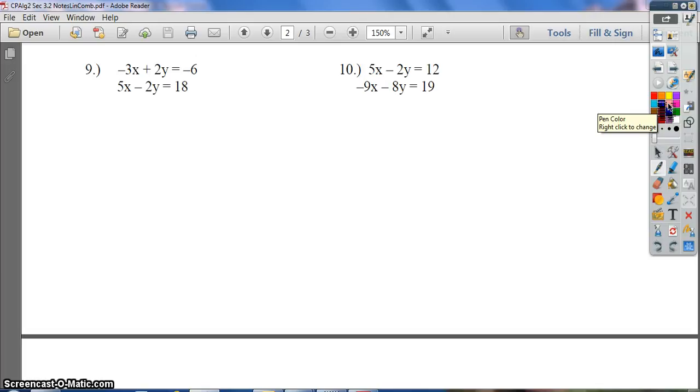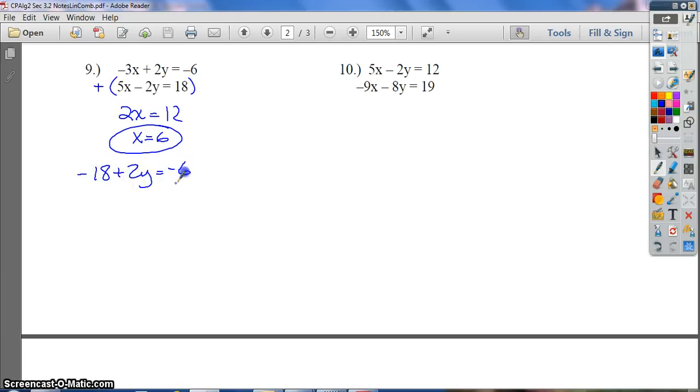Okay, numbers, everything's lined up. Looks like I'm going to cancel out my y's. My y's are good to go. So this is going to be 2x when I add them vertically. This is going to be 12. X is 6. Plug 6 back in. I'm going to get negative 18 plus 2y equals negative 6. 2y equals 12. Y is positive 6. Solution point is 6, 6. Okay, next one, 10.